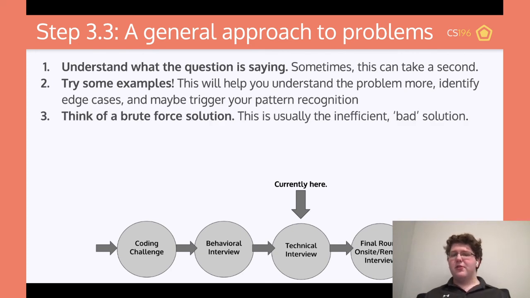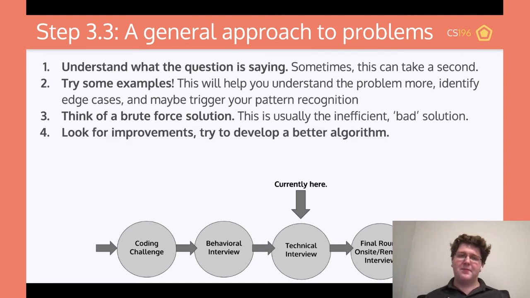Think of a brute force solution, right? Think of the bad solution that is most obvious off the top of your head and at least start getting something down so that you can always go back and fix it later.